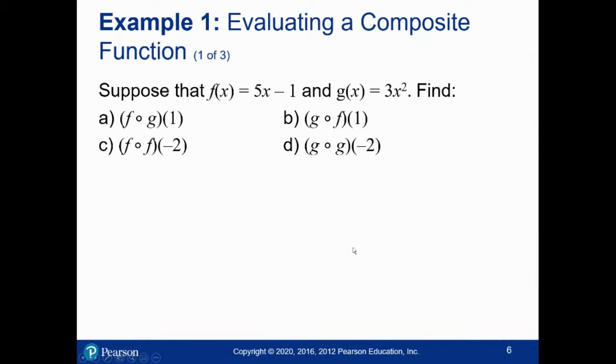So pause for a moment, try to figure this out. We'll come back and do the first one in detail, and then I'll pause again in case you got that one wrong. You can try to do the others again.